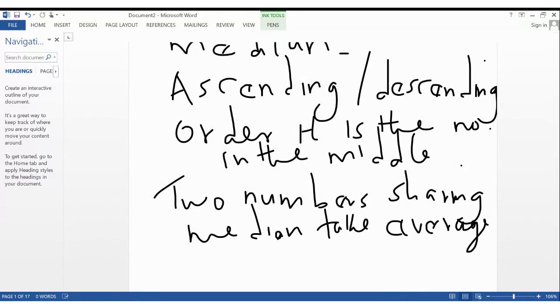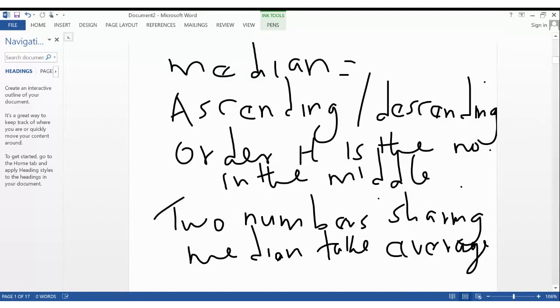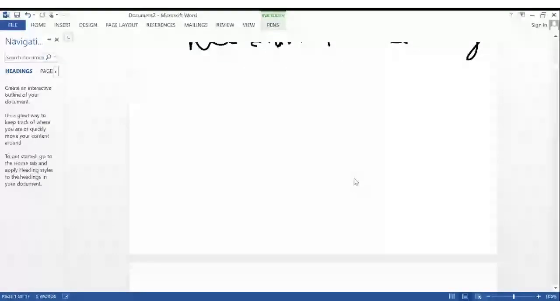So let's do an example now. We can now do an example, and then we cover those three in two examples. So example one.